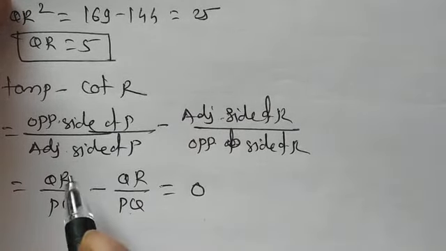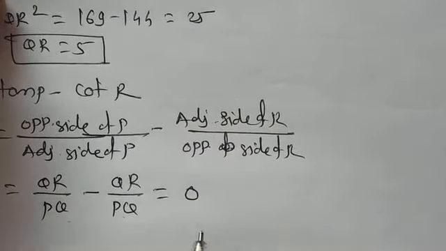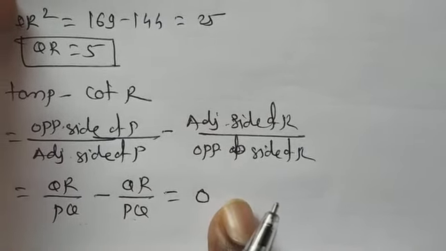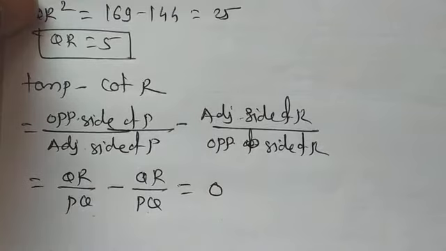Or you can use the value of QR: 5 by 12 minus 5 by 12. The answer becomes 0. This is question number 2.